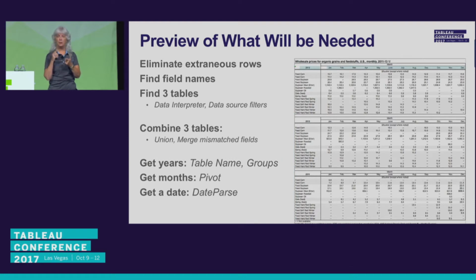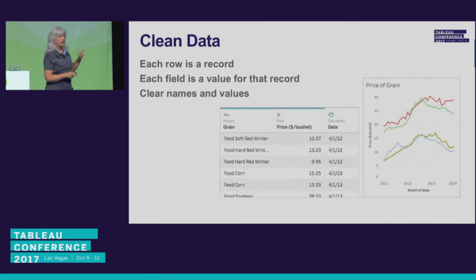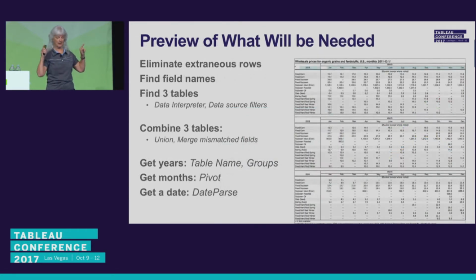Finally, we need to get years, and those will come from the names of the tables, and we'll use a feature called groups to help with that. We need to get the months off of all those different field names. We'll use pivot to do that. And, I jumped ahead. We need to turn the years and the months into a date, and we'll use the function dateParse for that.